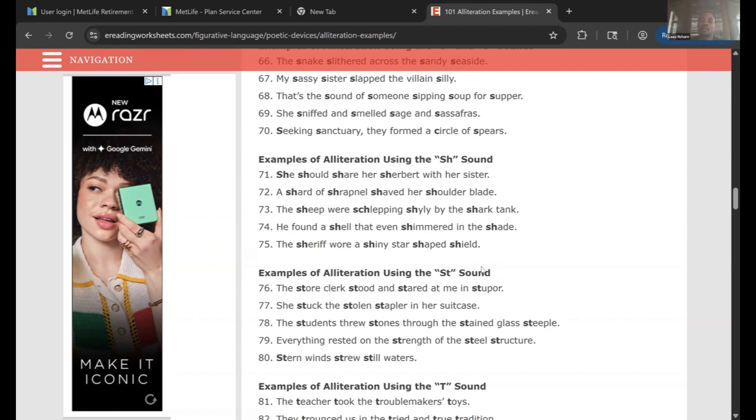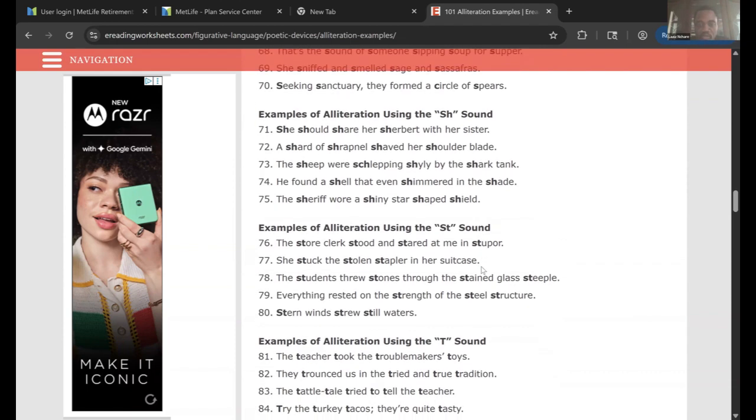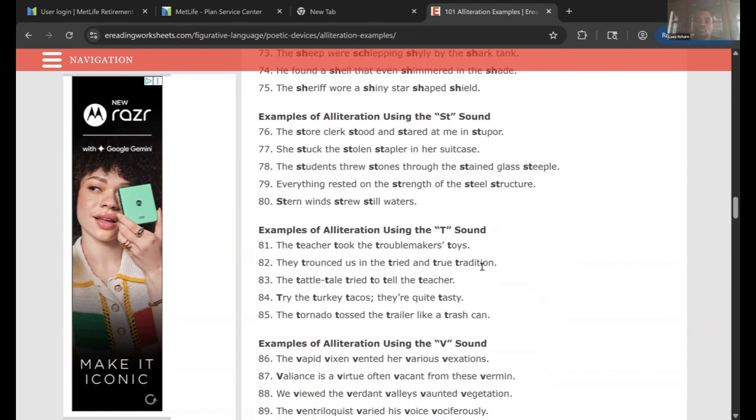Example of alliteration using the ST sound. The store clerk stood and stared at me in stupor. She stuck the stolen stapler in her suitcase. The student threw a stone through the stained glass steeple. Everything rested on the strength of the steel structure. Stern winds through still waters.